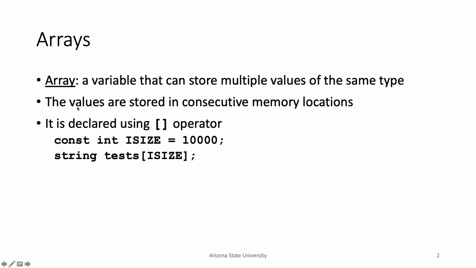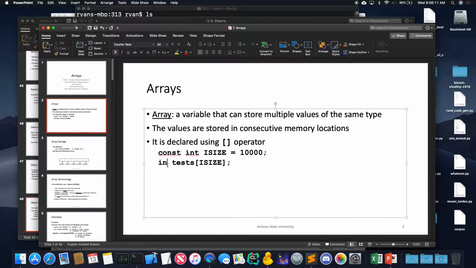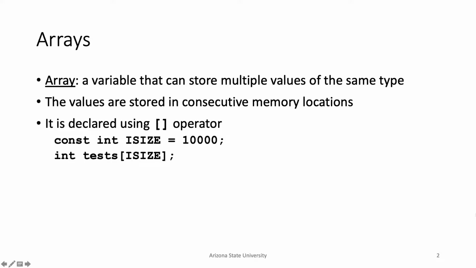About the array itself, and we'll do an example of this, the values of the array are stored in consecutive memory locations. So it's just a giant contiguous block of memory. I should convert it back to integer for reasons we'll eventually get to. So I'm going to convert it back to int. Suppose int has 4 bytes. So if int has 4 bytes, how many bytes in this case does the tests array have?